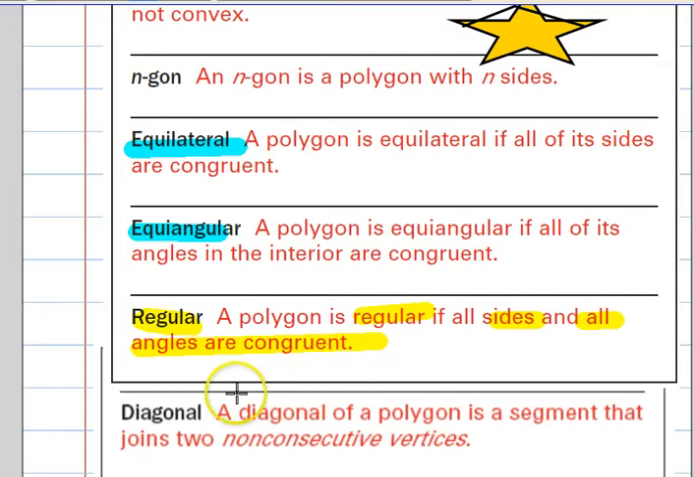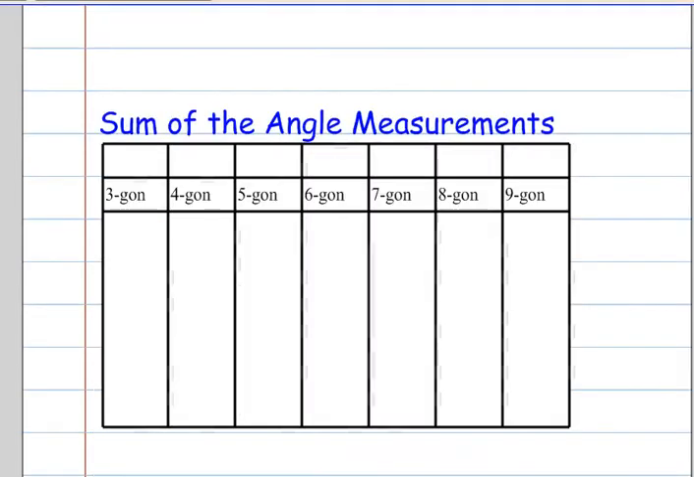I want to talk about 2 very important properties that are going to be very helpful. So let's take a look at the sum of the angle measurements of a polygon. We're going to start with a polygon with 3 sides, which we know is a triangle. What's the sum of all the interior angles of a particular triangle? We always know it's going to be 180 degrees. Okay.